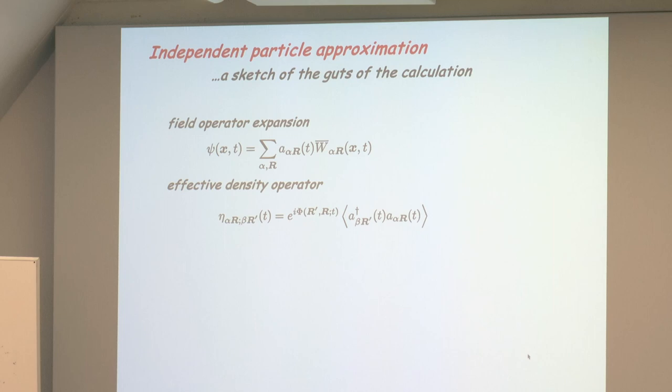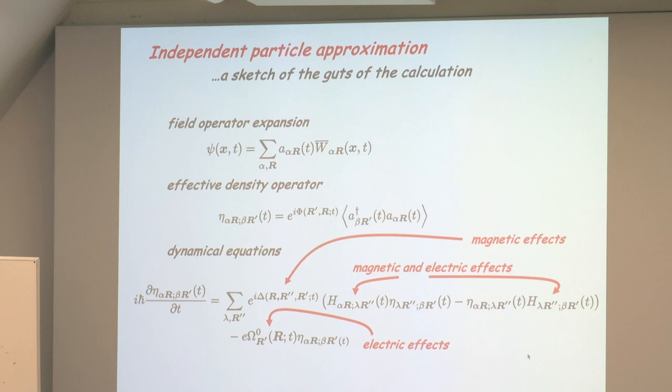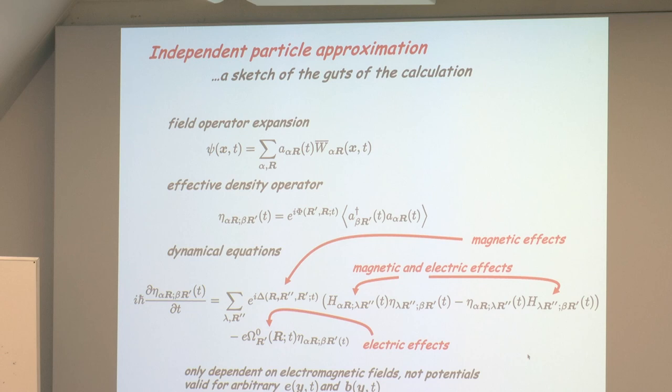Okay, and then in the independent particle approximation, I can write down the dynamical equations for this density operator. And it contains the sort of stuff you might expect. There's a kind of commutator with the Hamiltonian. And there's another funny thing here. I'll spare you the details, but magnetic effects live in here because this involves the magnetic flux through that triangle that contains these three lattice sites. And these H's describe both magnetic and electric effects, and this thing involves electric effects. Again, I will spare you the details. But the point is that the potentials are gone. There are no potentials here. All the quantities here just depend on the electric and magnetic fields.